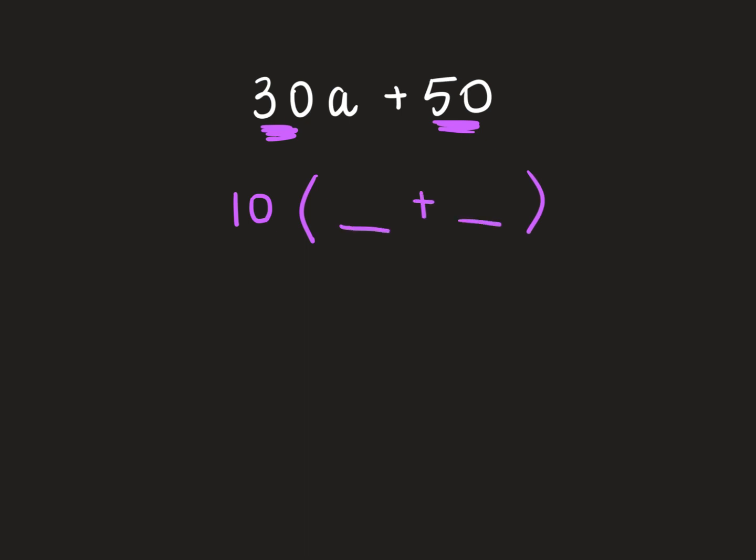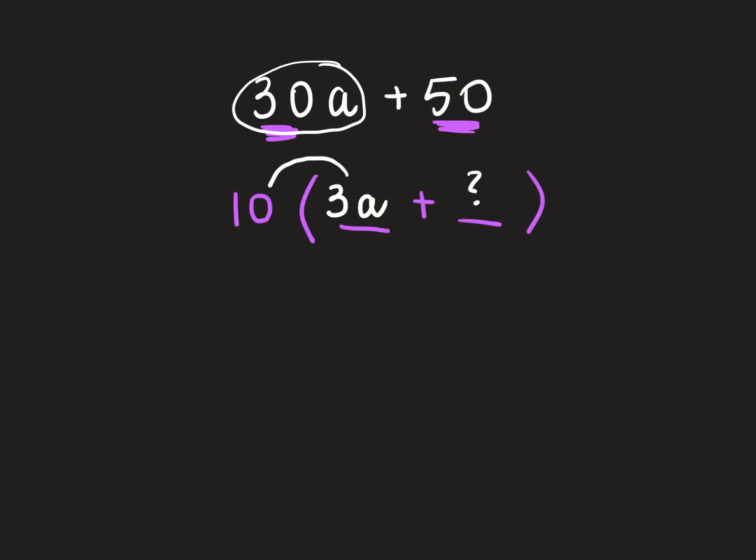10 lots of what make 30? 10 lots of 3 make 30. Oh, and that a has to go there as well. 10 times 3a will give me 30a. 10 times what will give me 50? 10 times 5 will give me 50. Can you try this one?